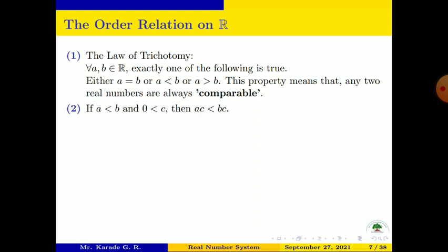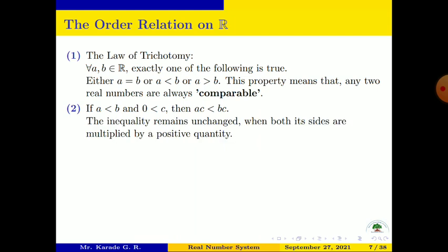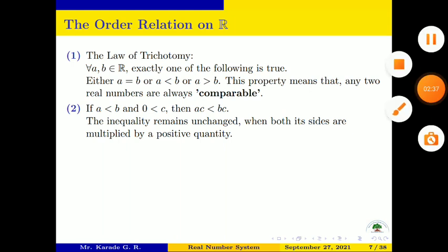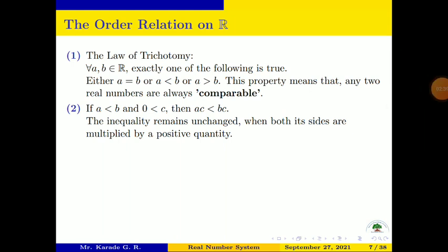The second order relation is: if a is less than b and there is a number c which is greater than 0, then ac is less than bc. This means if I multiply the inequality a is less than b by a number greater than 0, the inequality remains the same, which means ac is also less than bc. The inequality remains unchanged when both its sides are multiplied by a positive quantity.